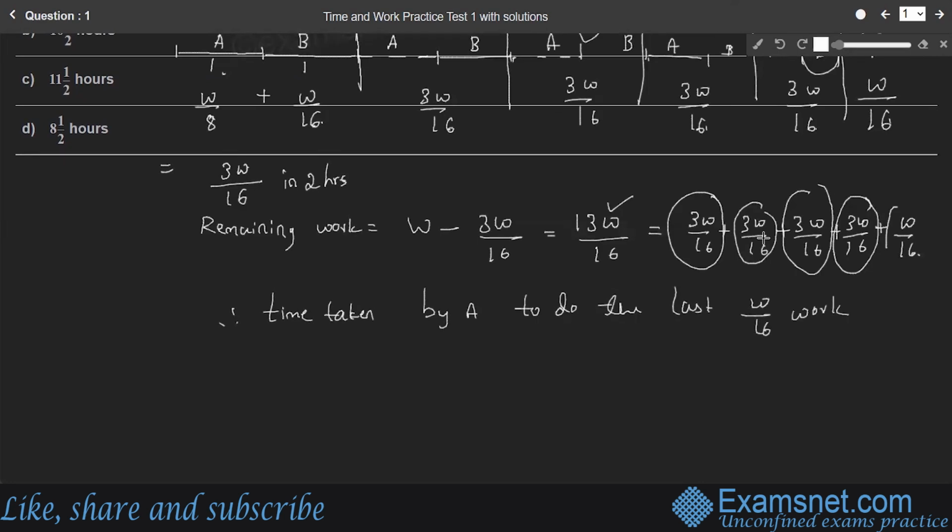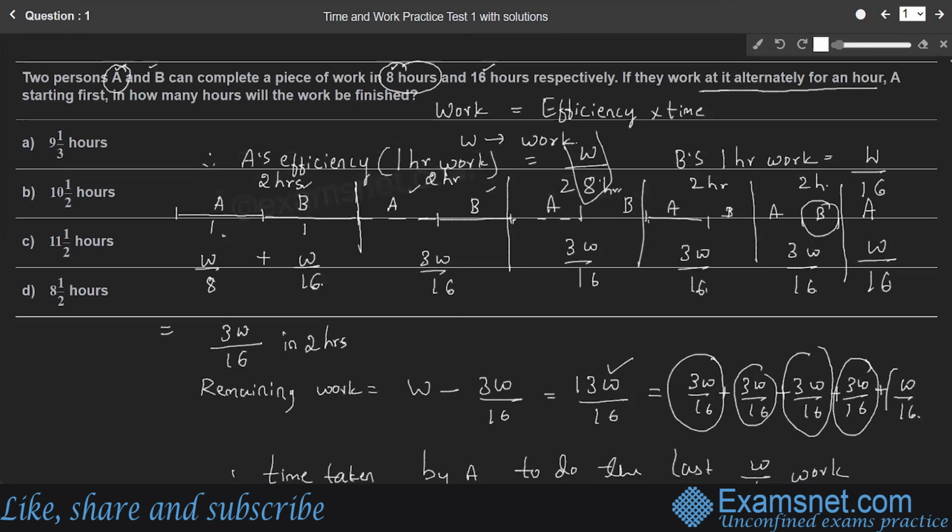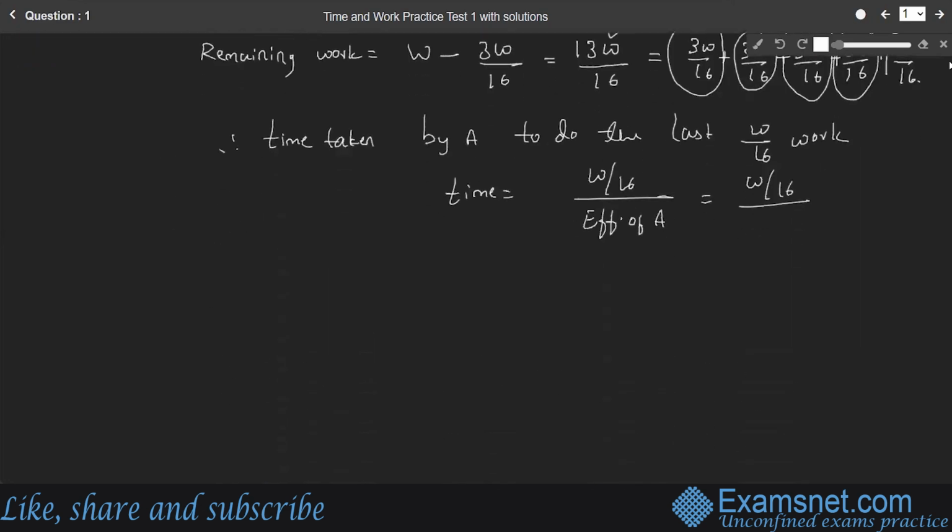Since work is efficiency into time, therefore time is equal to remaining work W by 16 divided by efficiency of A, or 1 hour work of A, right? Since 1 hour work of A is, what is 1 hour work? It is W by 8, right? A's efficiency is W by 8, or 1 hour work of A is W by 8.